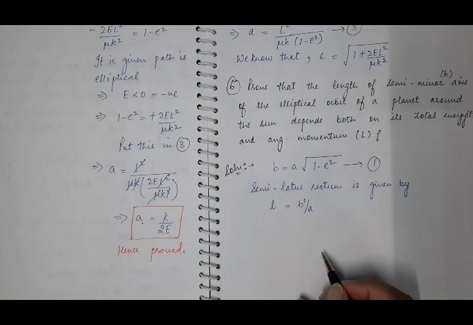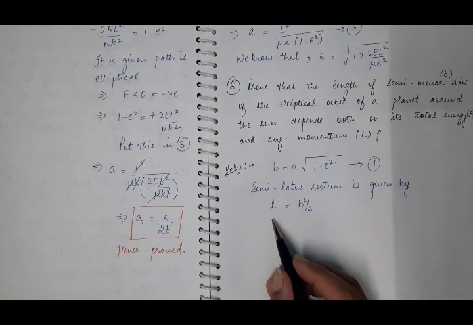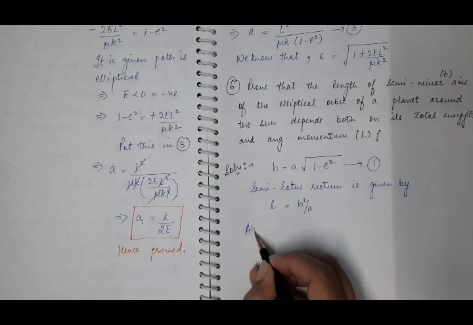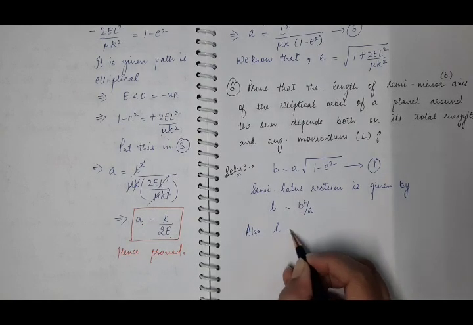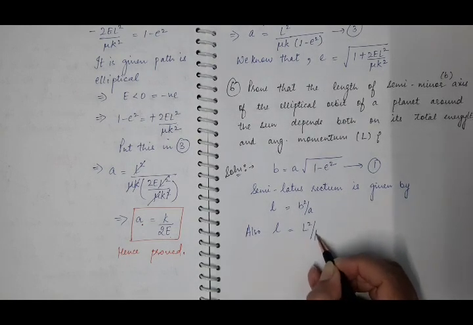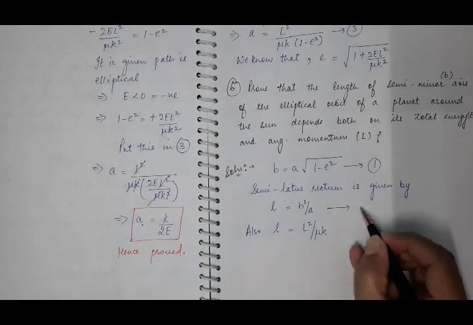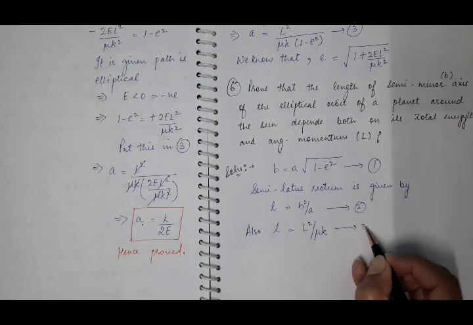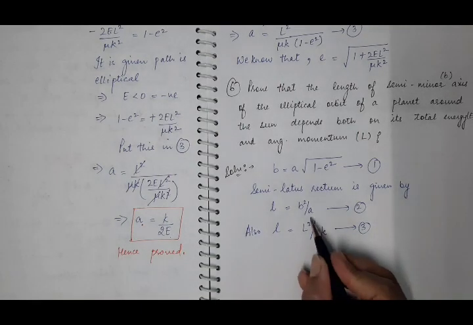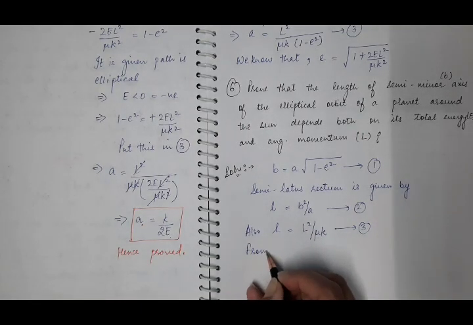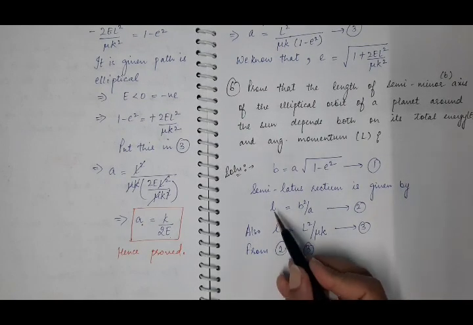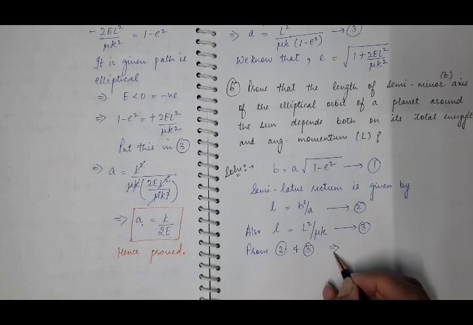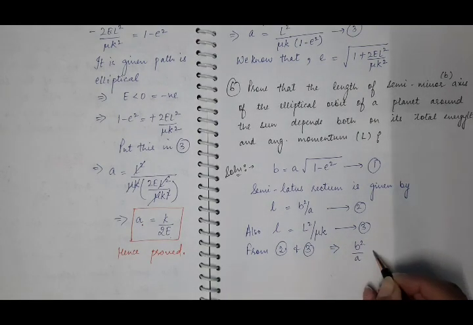And also in the article we have derived one another expression of semi-latus rectum, which we have discussed in the previous numerical. So also semi-latus rectum l is equal to L square by mu k. Suppose this is equation 2 and this one is equation 3. So now from equation second and third, left hand sides are equal. This implies right hand sides are also equal.